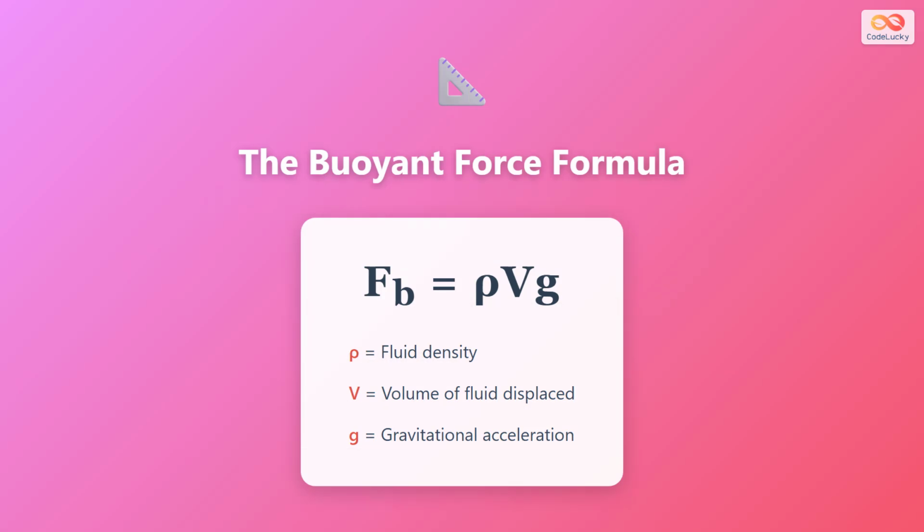We can express the buoyant force mathematically using a simple formula. F_b equals rho V g. Here, F_b represents the buoyant force. Rho, the Greek letter, represents the density of the fluid. V is the volume of fluid displaced by the object. And g is the gravitational acceleration. This formula tells us that the buoyant force depends on three things: how dense the fluid is, how much fluid is pushed aside, and the strength of gravity.